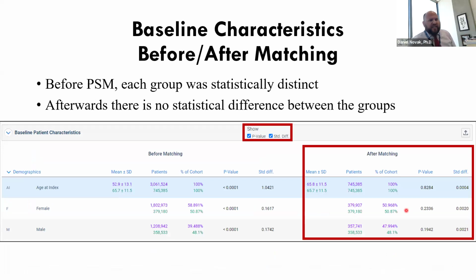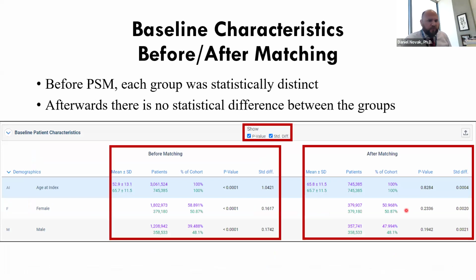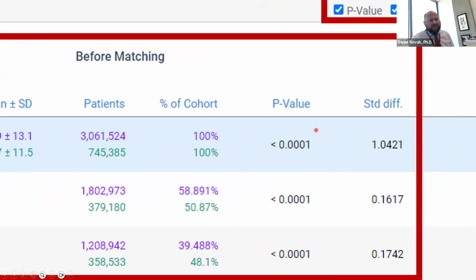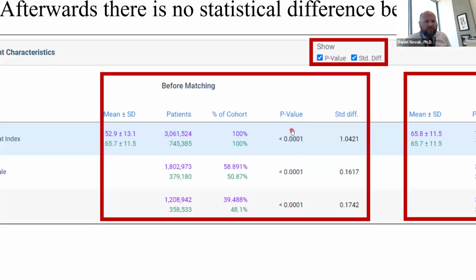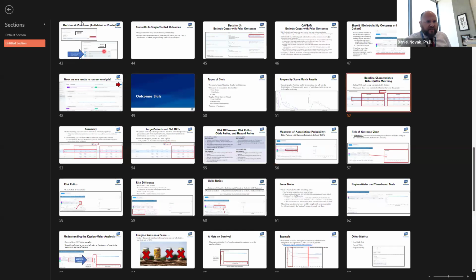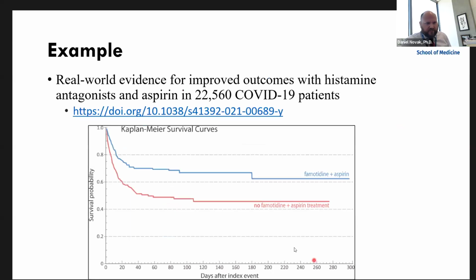So let's just take a look quickly at how to read these tables again, before and after matching. What you can see here is that before matching, each group was statistically distinct. What that means is that they were statistically significantly different, which is a bad thing. It's the only time this is ever bad in research, because they were statistically significantly different, it means that there's some factor, in this case, age, we're looking at. This age factor is different between the two groups. The distributions of ages are different between the two groups.